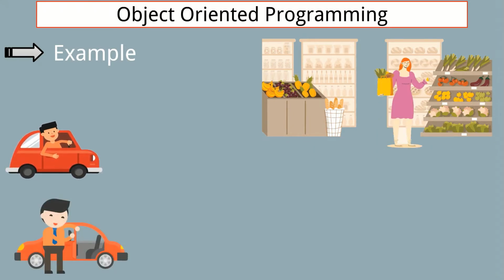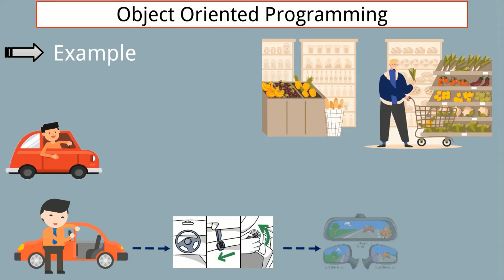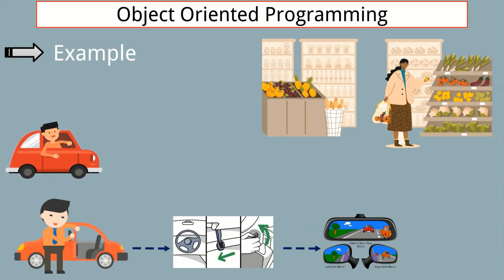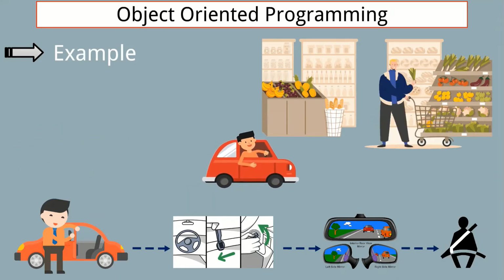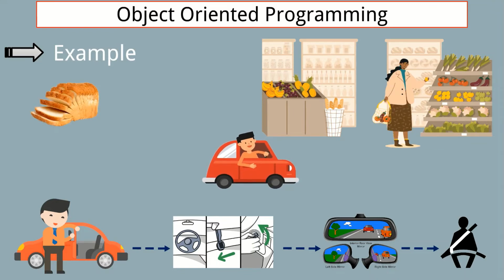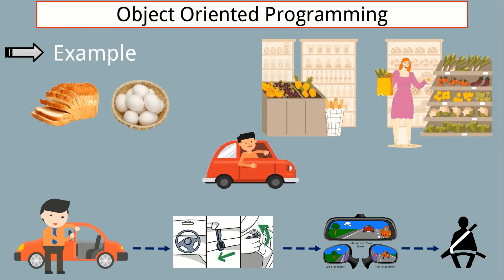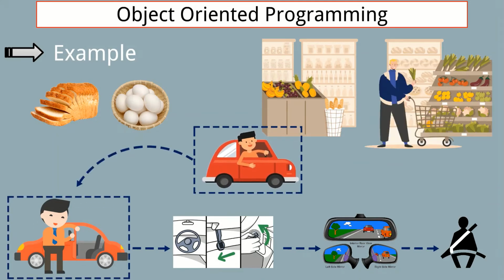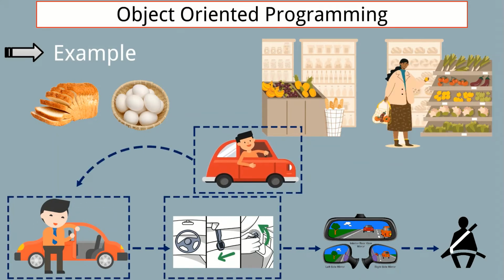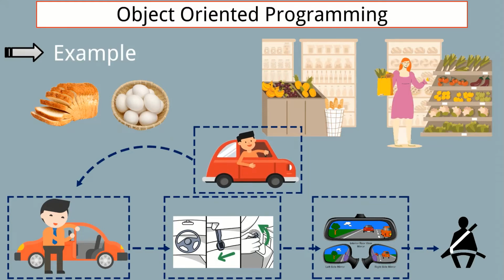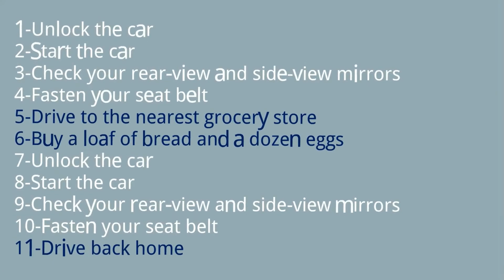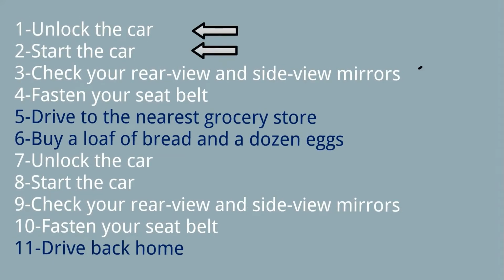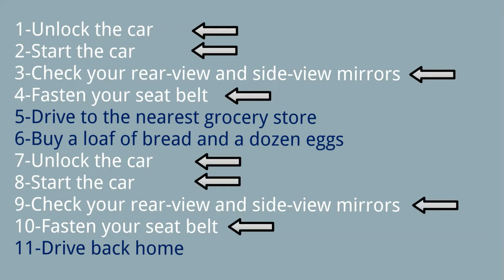Unlock the car, start the car, check your rear view and side view mirrors, fasten your seatbelt, then of course drive to the nearest grocery store, buy a loaf of bread and a dozen eggs, and of course come back to your car and unlock the car, start the car, check your rear view and side view mirrors, fasten your seatbelt, and then drive back home. Now, if you notice, actions 1, 2, 3, 4 are similar to actions 7, 8, 9, and 10.